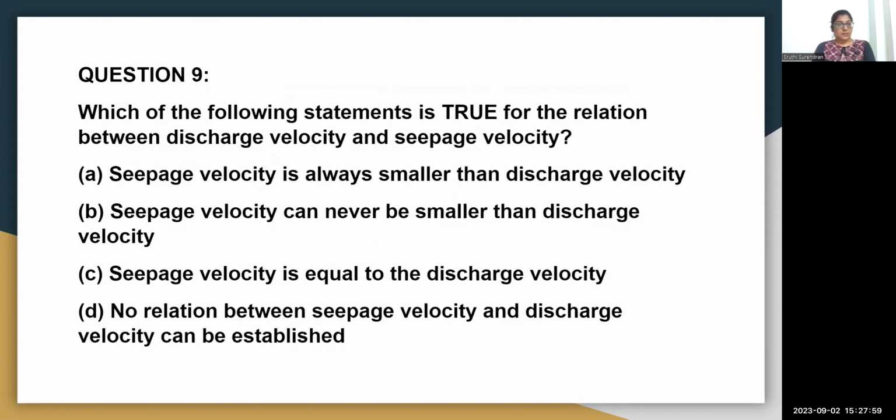Moving on to the next question. Which of the following statements is true when it comes to the relation between discharge velocity and seepage velocity? Is seepage velocity always smaller than discharge velocity? Or will seepage velocity never be smaller than discharge velocity? Or is seepage velocity equal to discharge velocity? Or is there no relation between them?